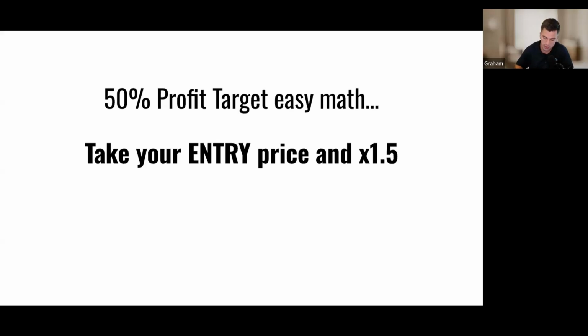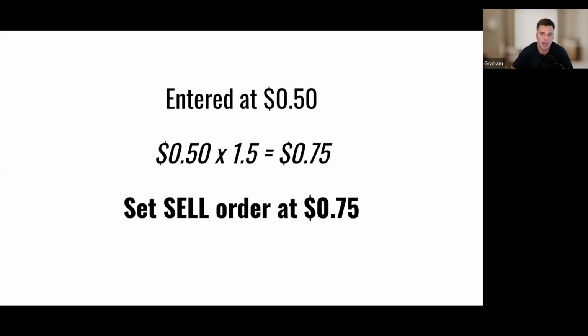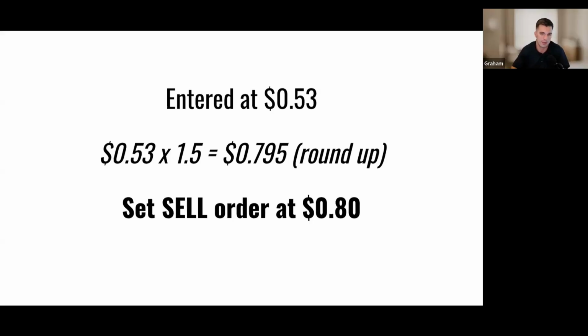You just take your entry price and multiply it by 1.5. So if we entered at 50 cents, we multiply that by 1.5. We want to sell it for 75 cents. That's going to give us a 50% profit. If we entered at 52 cents, we're going to take that number, multiply it by 1.5. That gives us 78 cents. So we would set our limit to sell at 78 cents.